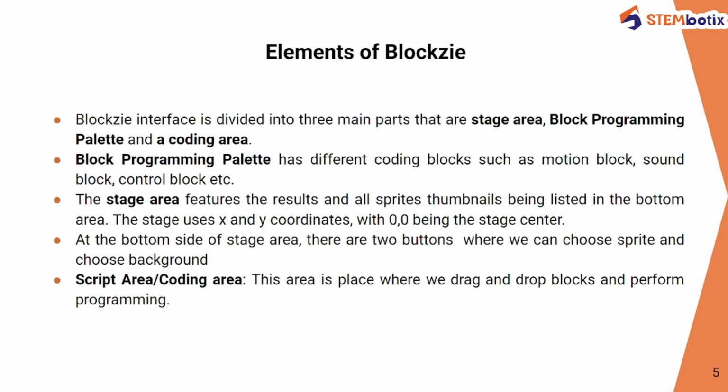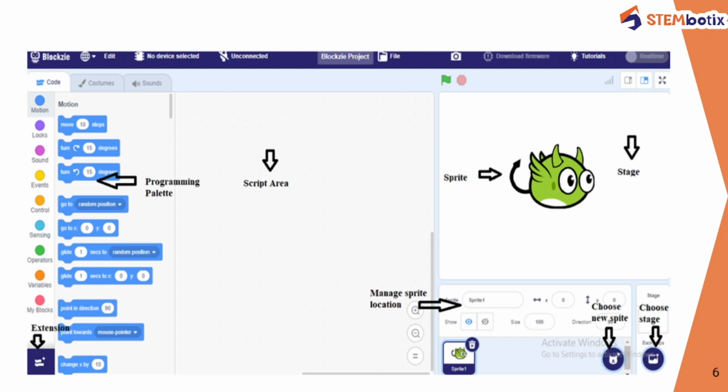The elements of Blockzy are mainly divided into three parts, which are stage area, block programming palette, and a coding area. This is how your Blockzy software's interface looks like. After installing and completing the process, whenever you click on that Blockzy icon and open the app, you will see this as your home page or the interface. As soon as you open your Blockzy software, this is the screen you are going to see. In this screen, there are three main parts.